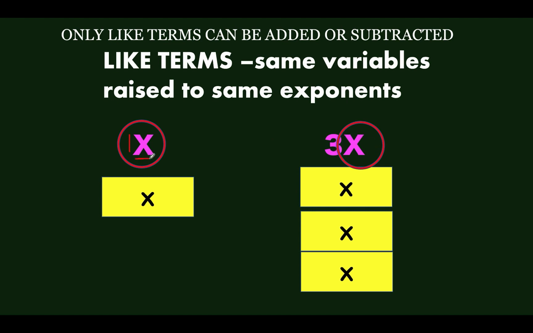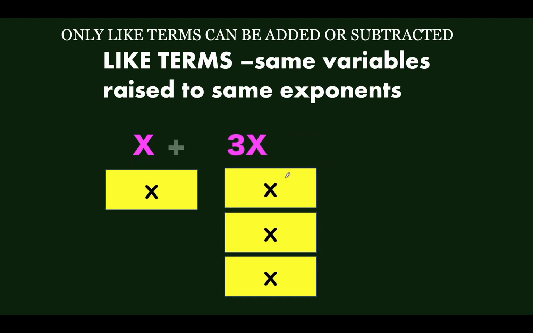We are looking at this x and this x to determine whether the terms are like or not. They must be the same variables raised to exactly the same exponents. In this case, our exponents are 1 and 1. These are like terms no matter what their numerical coefficients are.